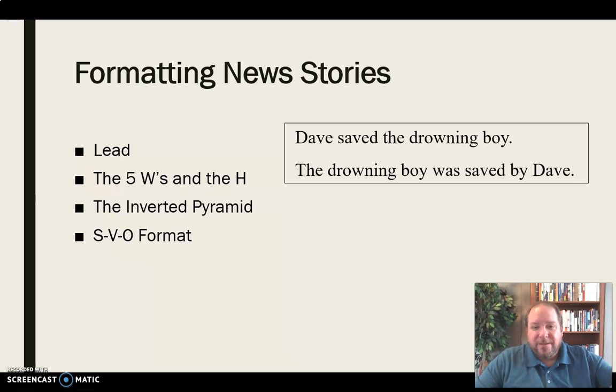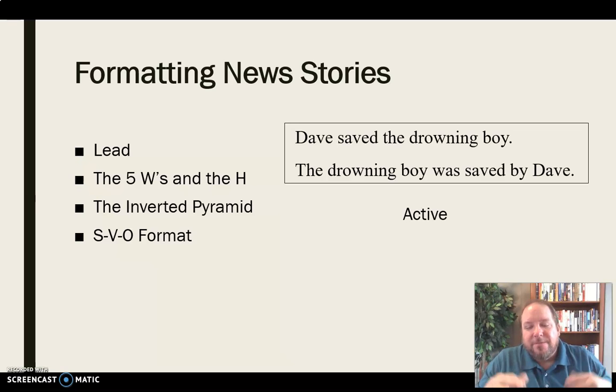So, for example, I'll give you an example. Look at these two sentences. Dave saved the drowning boy, and then the other says, the drowning boy was saved by Dave. Now, they may look very similar, and they may seem like they communicate the same things, but there are some key differences here that we want to look at.